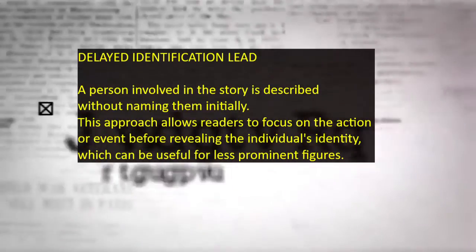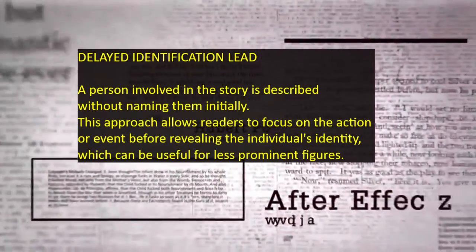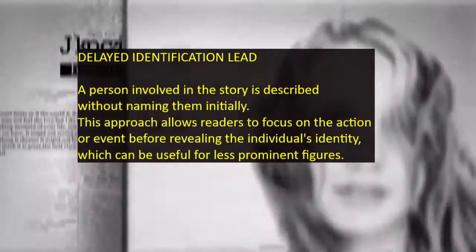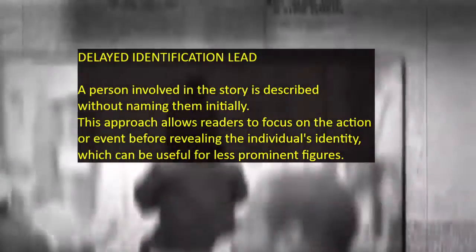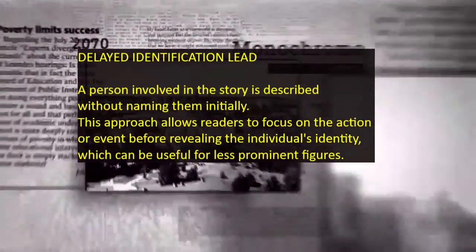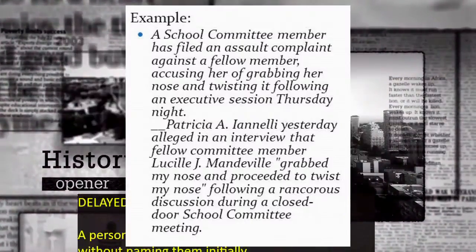Second, delayed identification lead. In a delayed identification lead, a person involved in the story is described without naming them initially. This approach allows readers to focus on the action or event before revealing the individual's identity, which can be useful for less prominent figures.